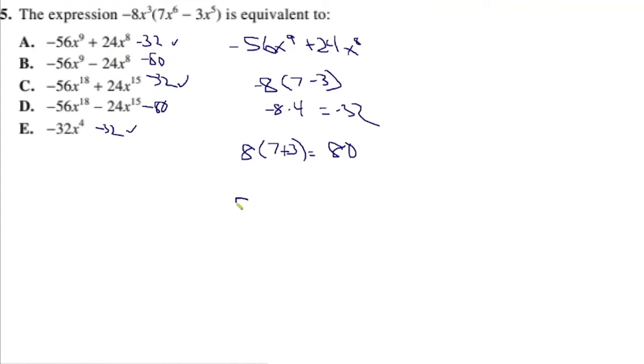If you look at A, that's going to be 56 plus 24, which is 80. B would be 56 minus 24, which is 32. C is negative 56 minus 24, which is negative 80. D is negative 56 plus 24, which is negative 32. And E would also be negative 32. So then you could know that would be A from there.